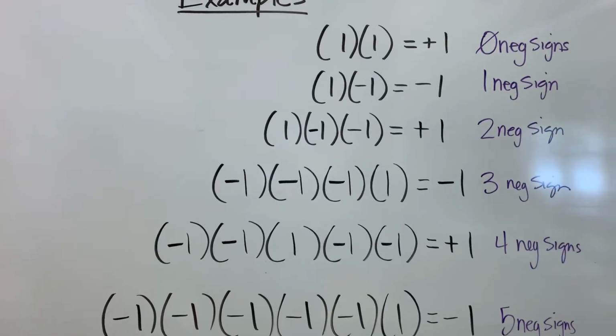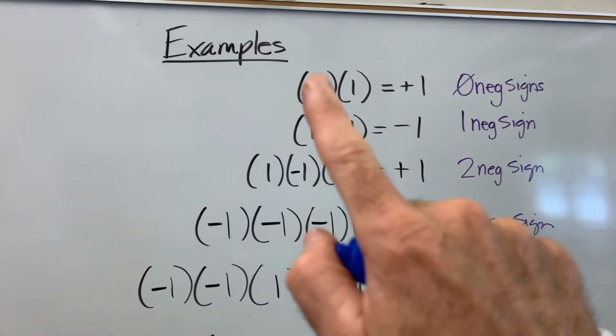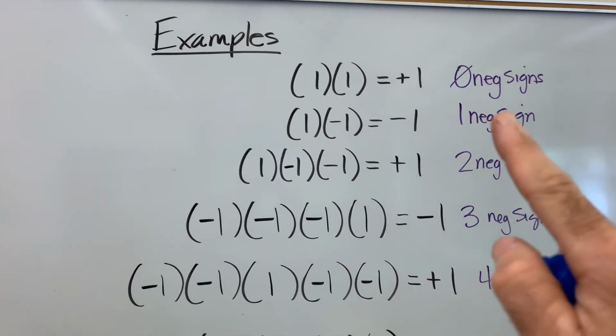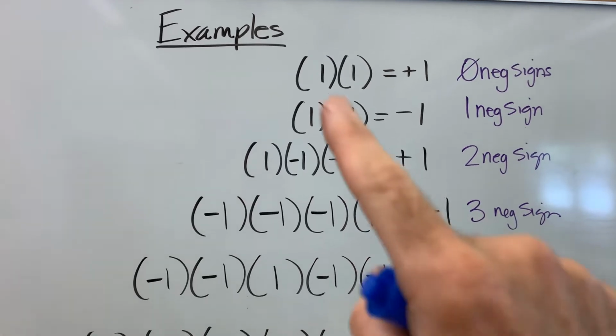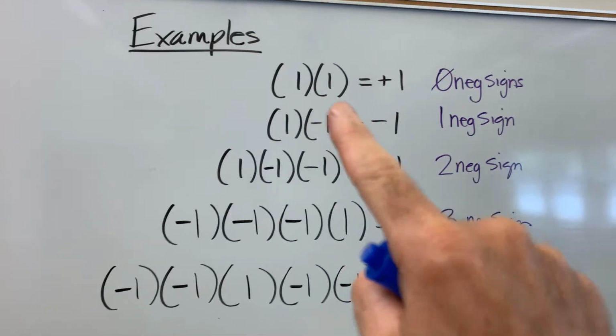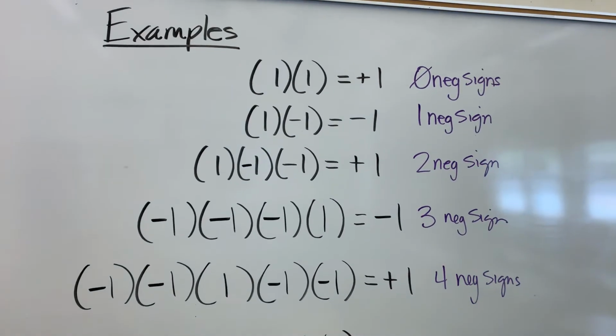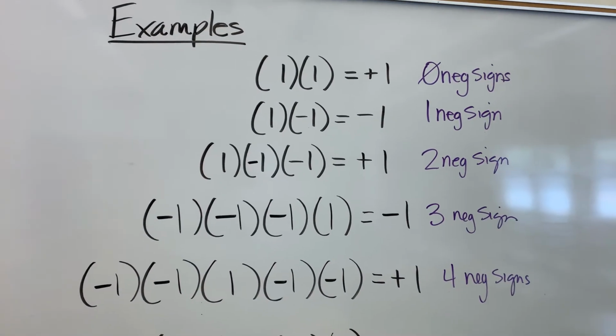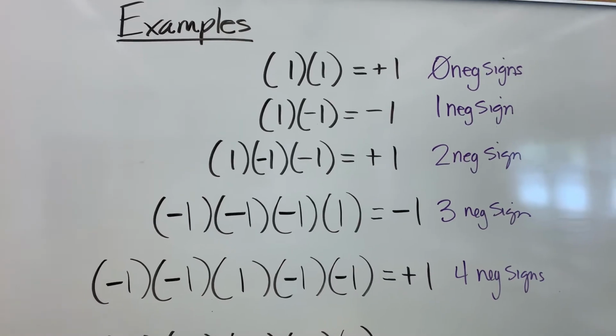Those are a whole bunch of multiplication problems going across. So that's a problem, and that row is a problem, and that row is a problem. If you go across, how many negative signs are in that top row? 0 negative signs. 0 is an even number. So notice that my product is positive.